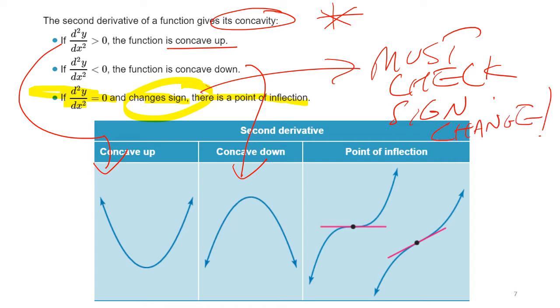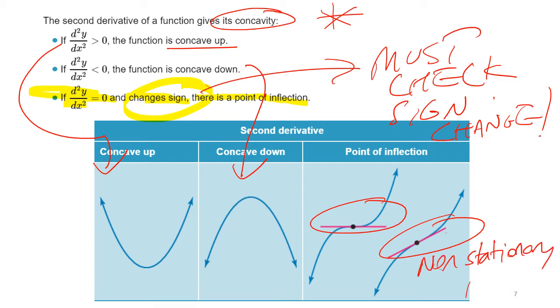Alright, so you can see this is a point of inflection. This is also a point of inflection, although the gradient at this point is not 0. So this is a non-stationary point of inflection, and this guy would be a stationary point of inflection. All right, very important slide.